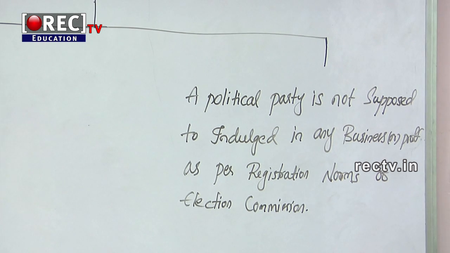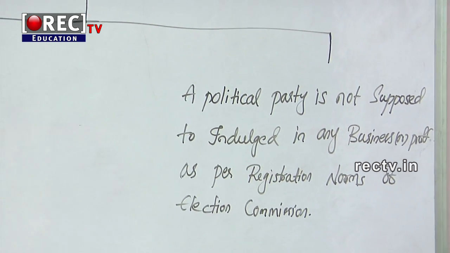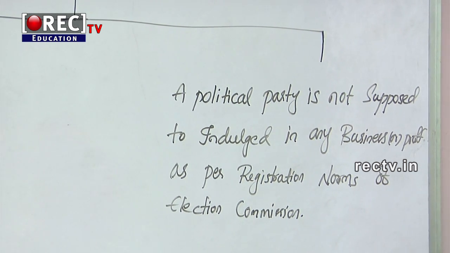Let us see once again the exemption in the hands of a registered political party. If a political party has income such as house property income, capital gains income, IFOS income, it is fully exempt. When we come to business or profession, a political party is not supposed to indulge in any business or profession as per the registration norms of the Election Commission.